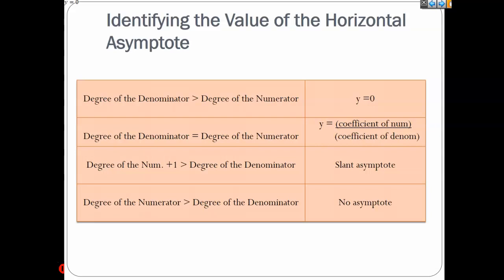If the degree of the numerator is greater than the degree of the denominator by 1, then you have a slant asymptote. If the degree of the numerator is greater than the degree of the denominator by more than 1, then you have no asymptote.